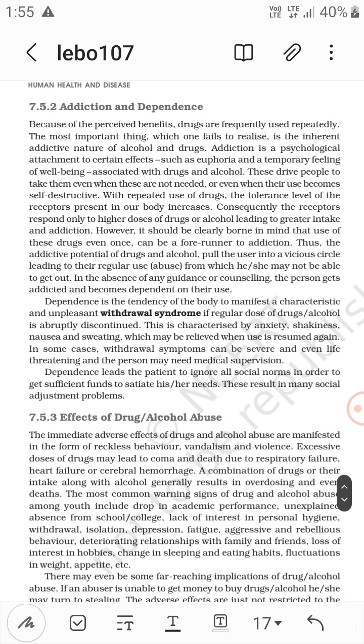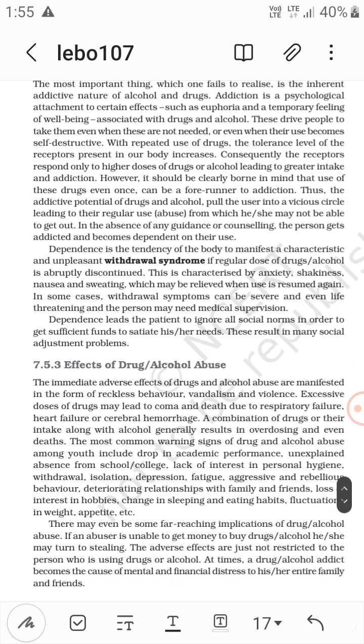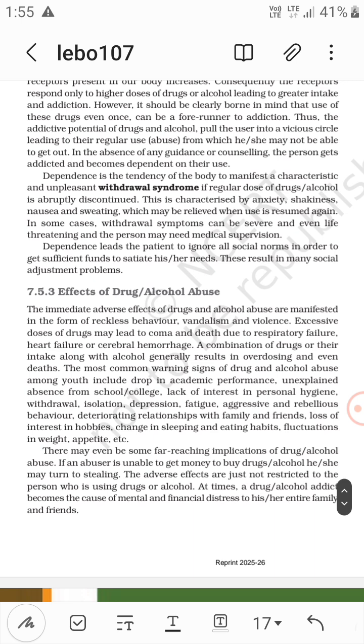So dependence leads the patient to ignore all social norms in order to get sufficient funds. It's not that important.